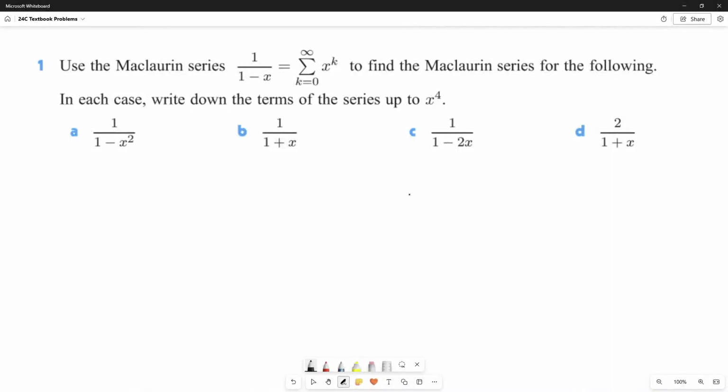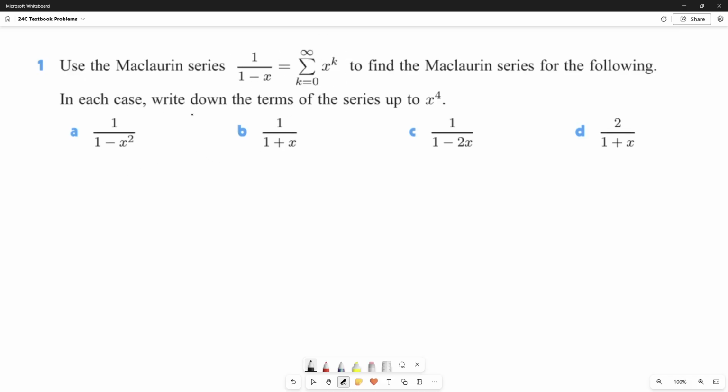First problem says, use the Maclaurin series 1 over 1 minus x is equal to the sum of k from 0 to infinity of x to the power of k to find the Maclaurin series for the following. In each case, write down the terms of the series up to x to the power 4. So what we can do is just manipulate this expression to get the expression in each of these parts, and then whatever we change to this part, we have to change to this.